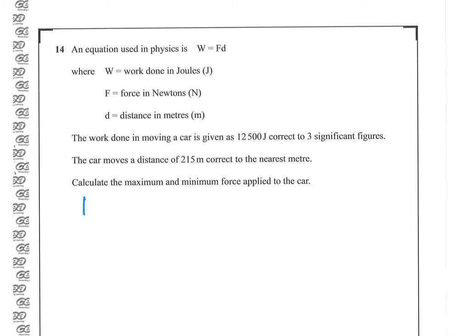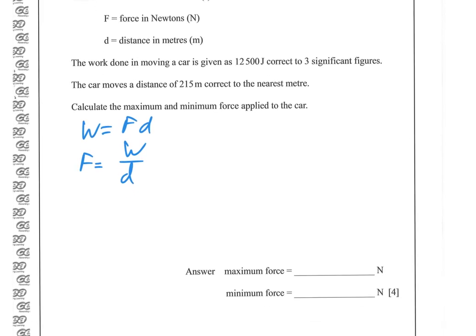So we know, first of all, work done is equal to force times distance, which means force is equal to work done divided by distance. So we'll do the minimum one first. To make the fraction as small as possible, you make the top line as small as possible, so the minimum value of the work done, divided by the bottom line as big as possible. So we'll just work that out.